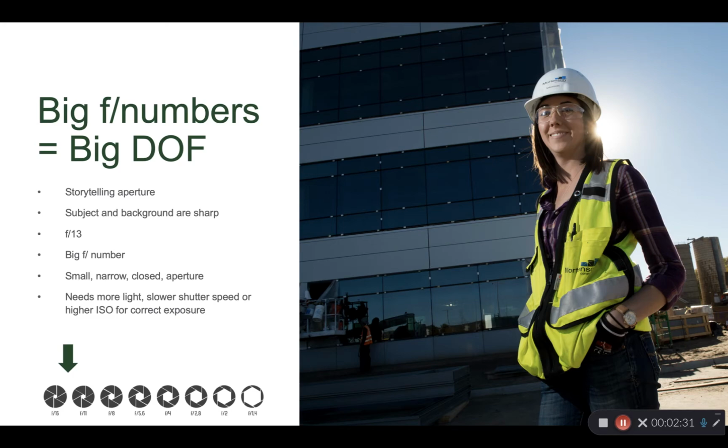Big f numbers equal big depth of field. Peterson calls this a storytelling aperture. Your subject and your background are sharp. This picture was taken at f/13. Notice she's sharp. Notice the building behind her is sharp. Notice the building behind that building is sharp. Wide depth of field. It's a small, narrow, closed aperture, so you need more light, meaning either a slower shutter speed and/or a higher ISO to get a correct exposure.